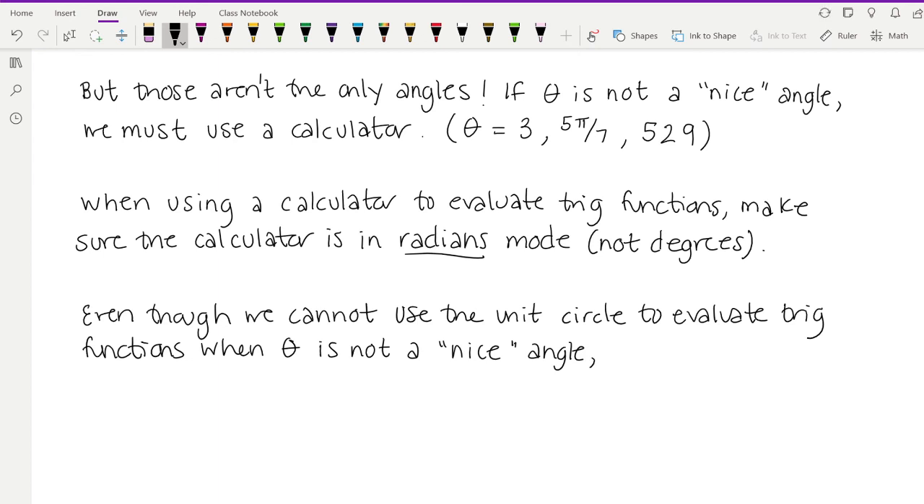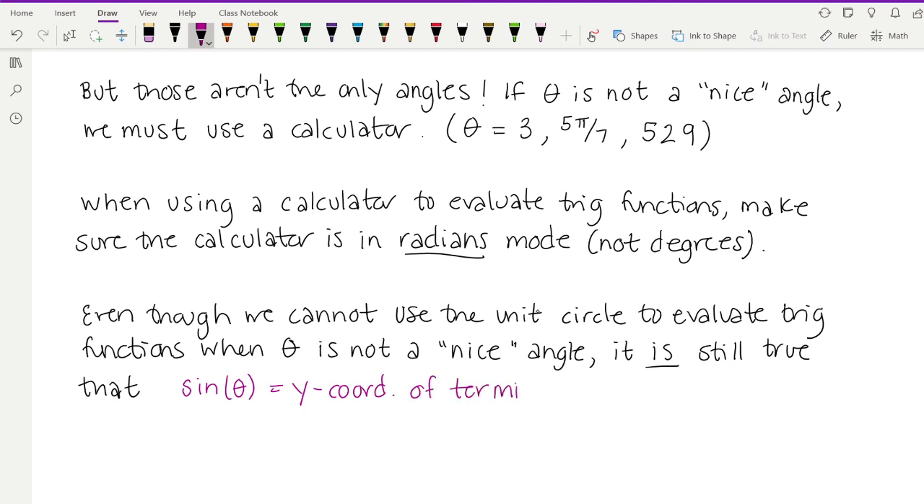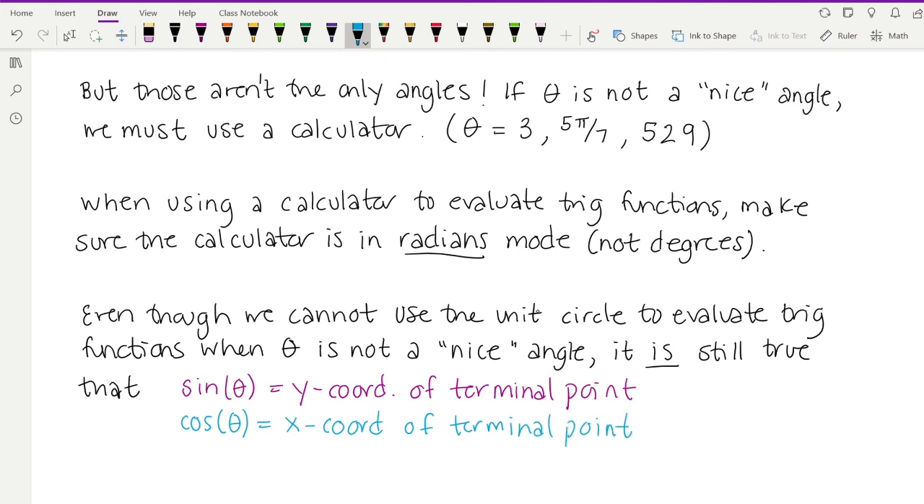it is still true that, for example, as we've talked about, sine of theta is the y-coordinate of the terminal point. And it is still true that cosine of theta is the x-coordinate of the terminal point, etc. I'm not going to write down all the rest of them, but all of these relationships are still true.